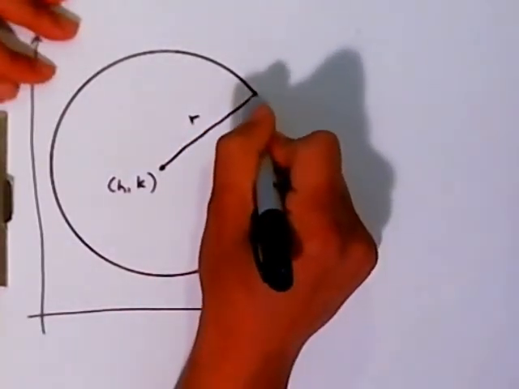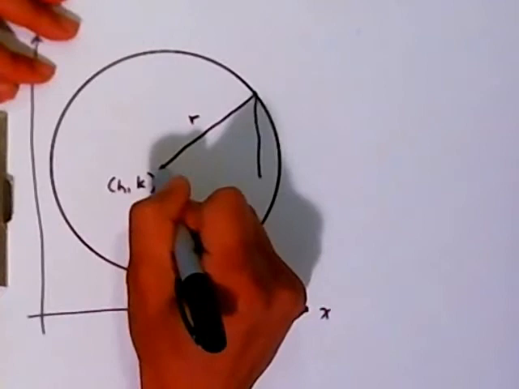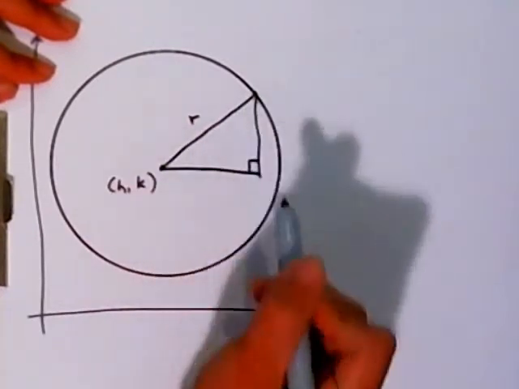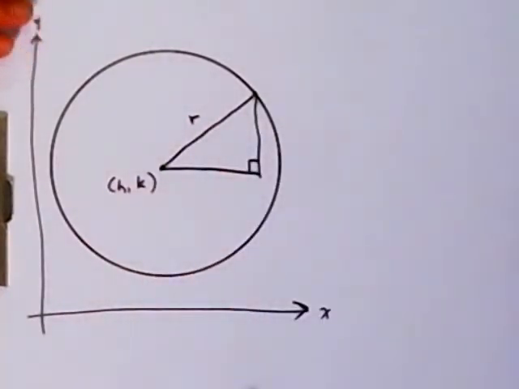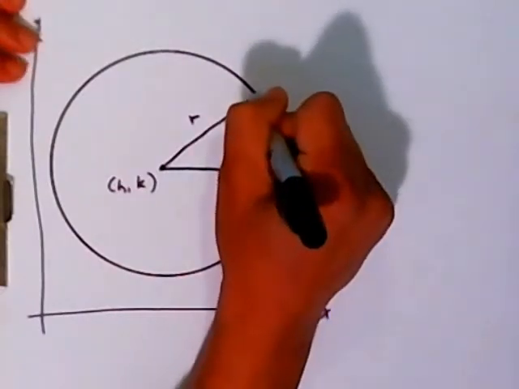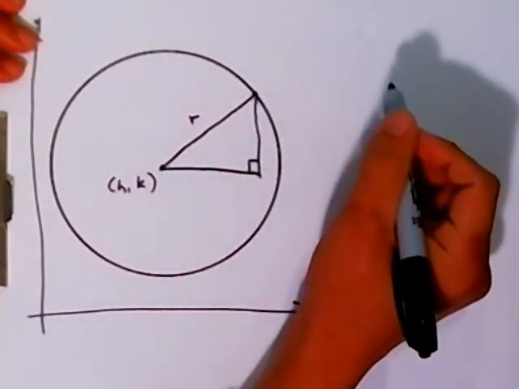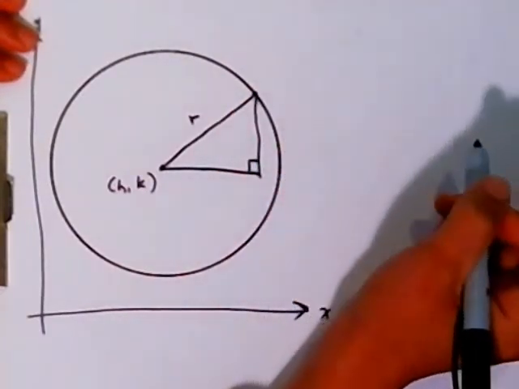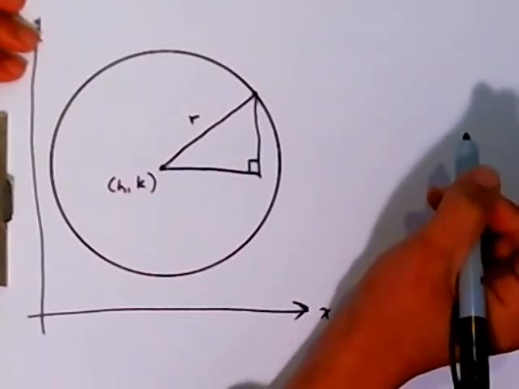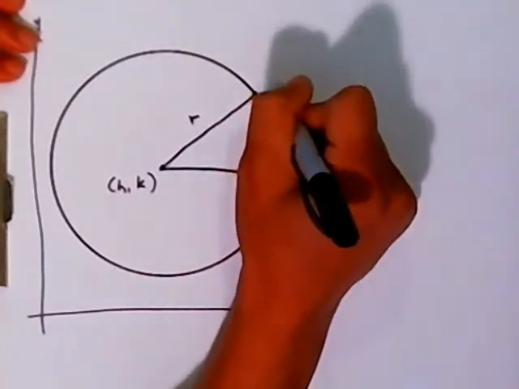And then I'm going to do it just a little bit differently than the way the book does it. Usually the book uses the distance formula. The distance formula is the Pythagorean theorem in disguise, so we're just going to use the Pythagorean theorem.